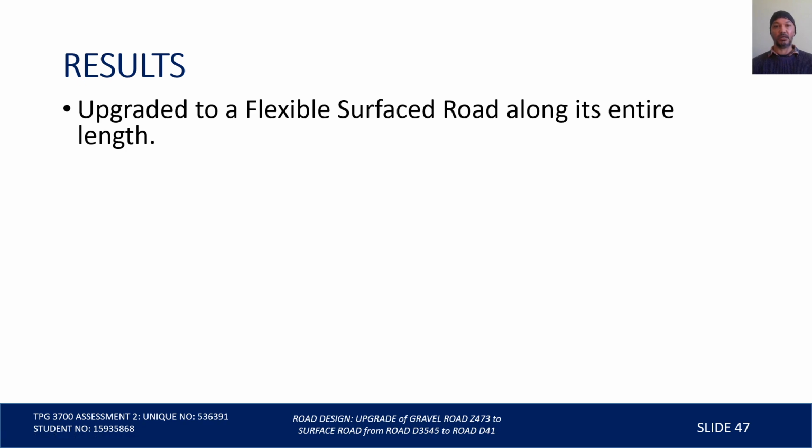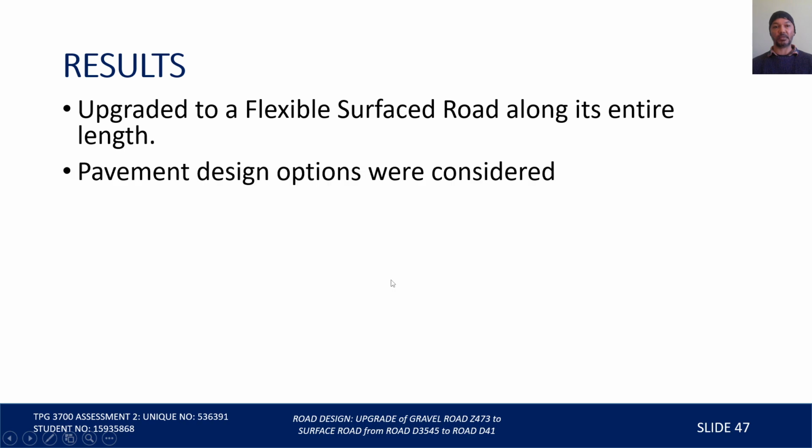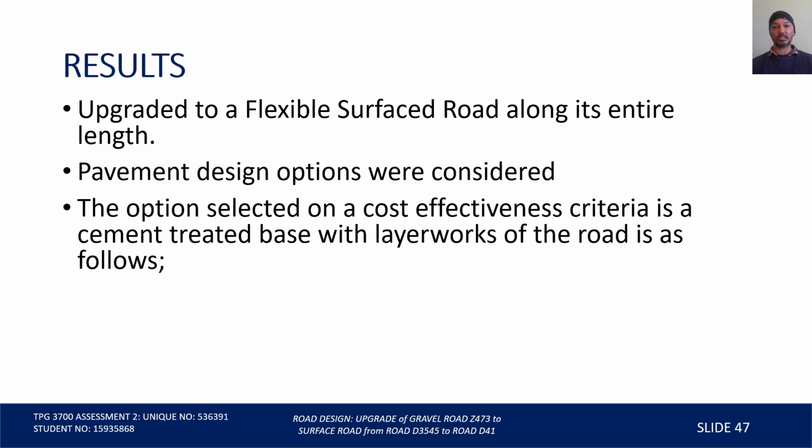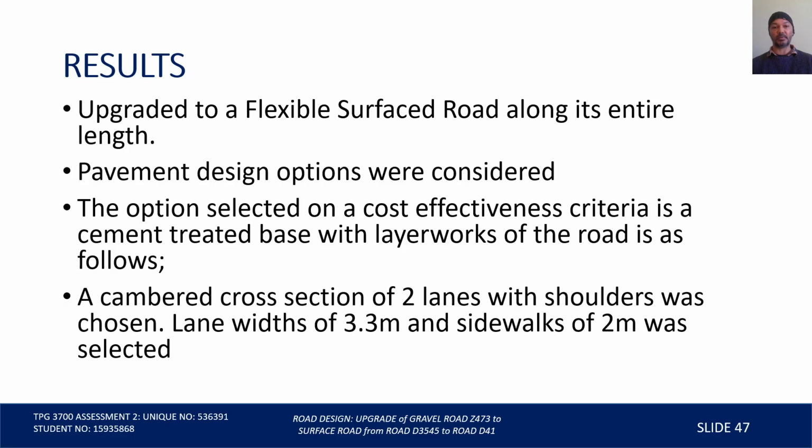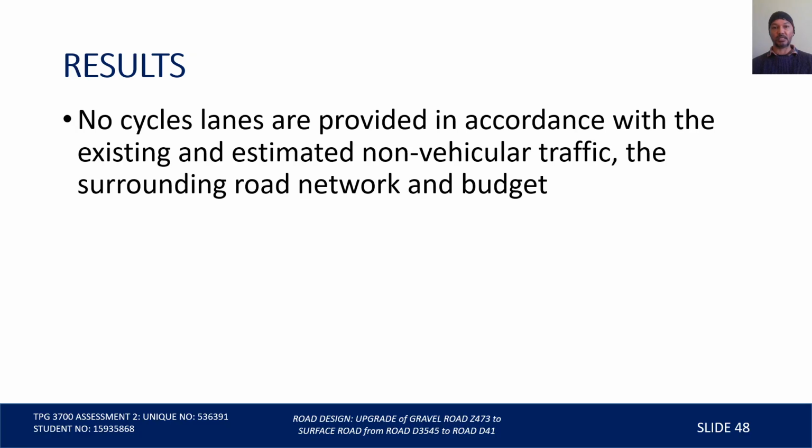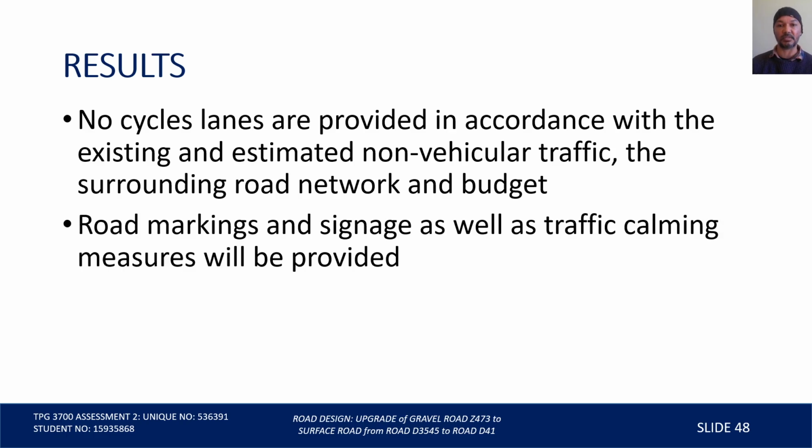Results: the whole road will be upgraded to a flexible pavement road. Pavement options were considered, and the cost-effective one was cement treated base. The road transverse section was cambered with shoulders as well as sidewalks and side drains. No bicycle lanes were provided, in accordance with existing estimated non-vehicular traffic and the surrounding network.